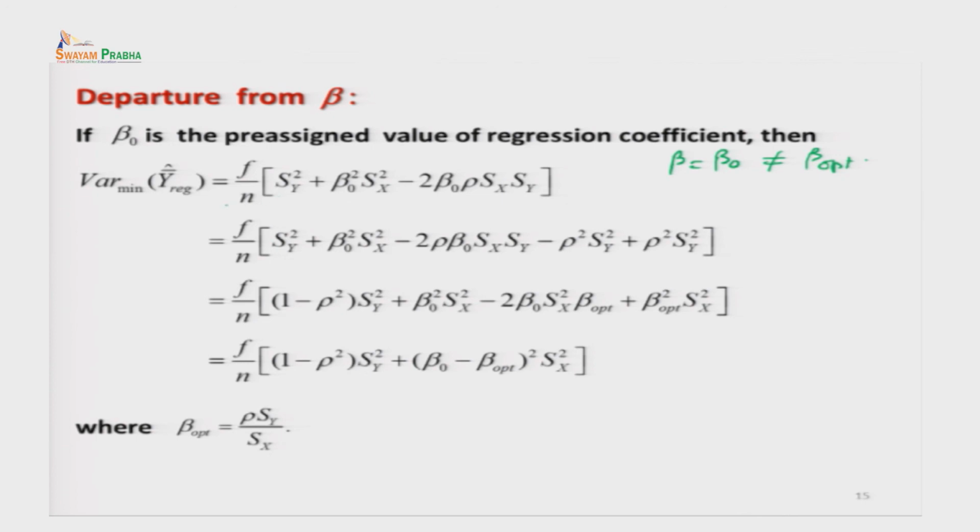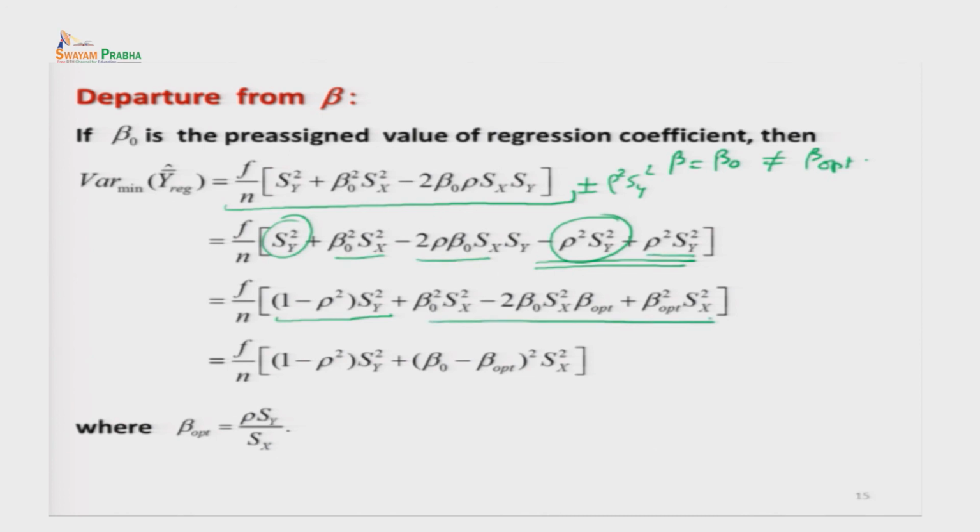The expression of the variance we had obtained was like this. Now, in this expression I add and subtract a term rho square Sy square, and then I combine this term and this term. So, this will become 1 minus rho square times capital Sy square, and then all the other terms. If you simplify this, it is simply beta 0 minus beta optimum whole square into Sx square.